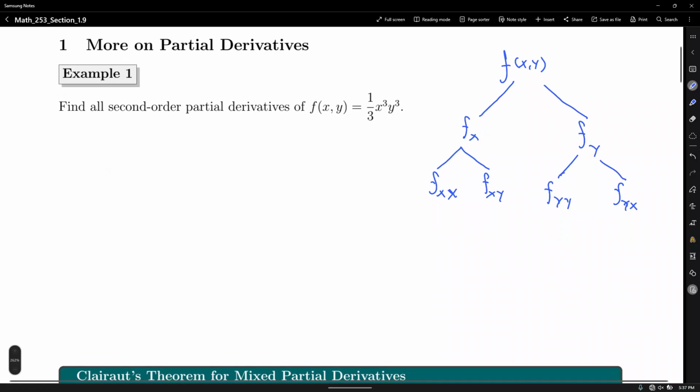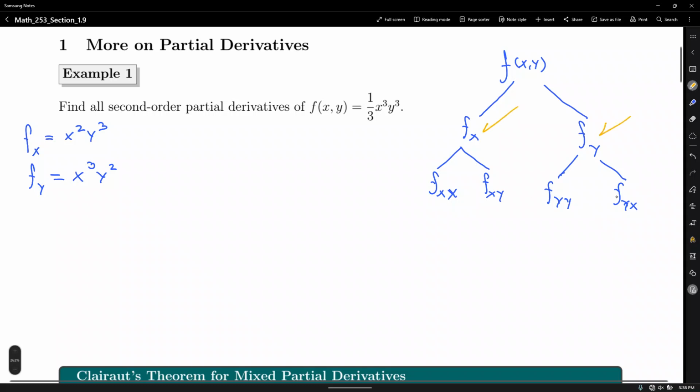Number one, let's find the partial with respect to x. The partial of x cubed is 3x squared, so 3x squared times a third is just x squared times y cubed. Again, the y cubed remains there because it is a multiple constant. If it were an additive constant, it vanishes to 0. What about the partial with respect to y? Same, 3 times 1/3 is 1. x cubed is just a multiple constant, and the derivative of y cubed is y squared.